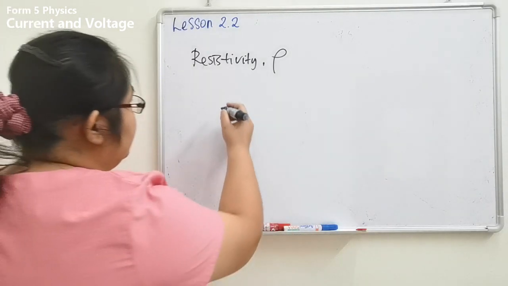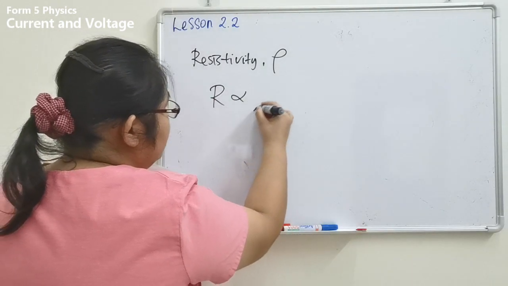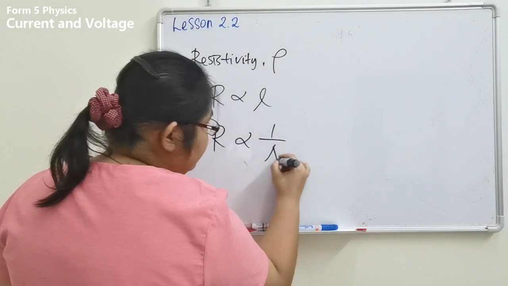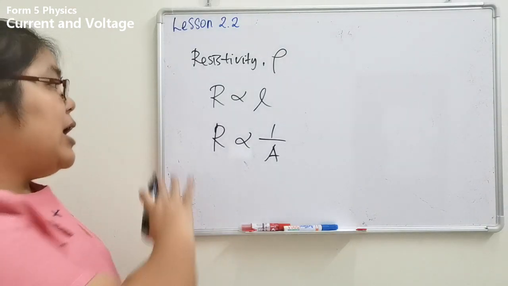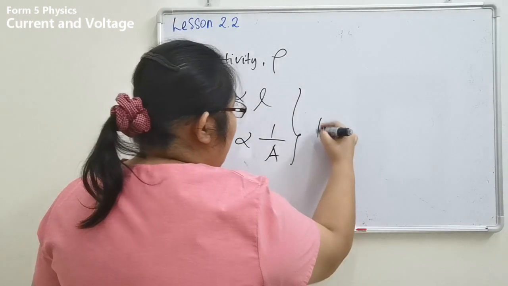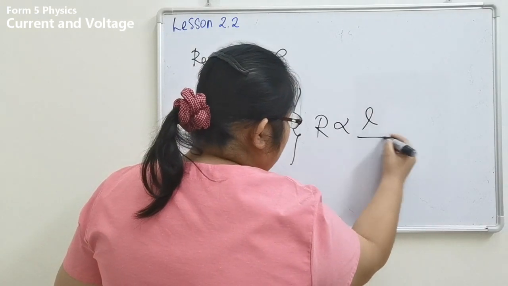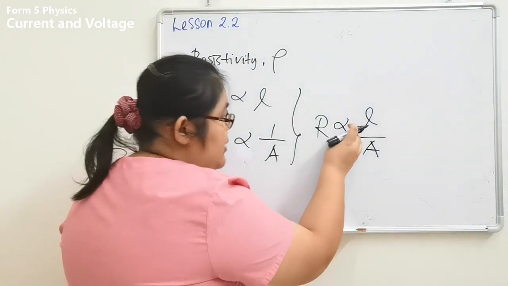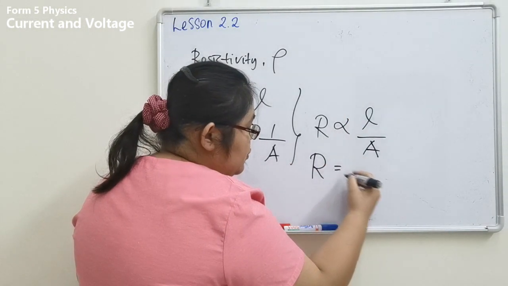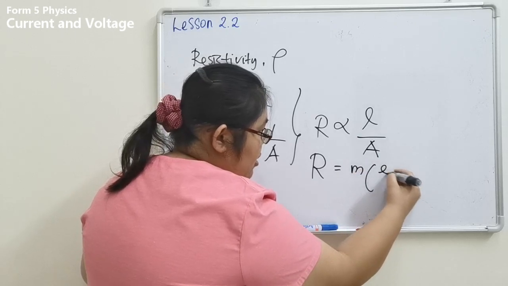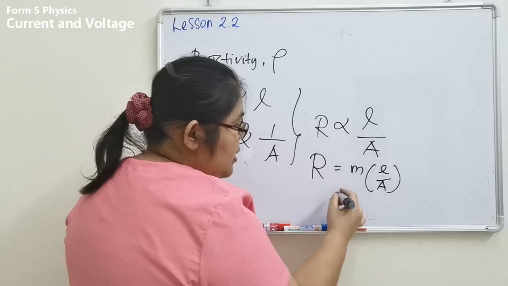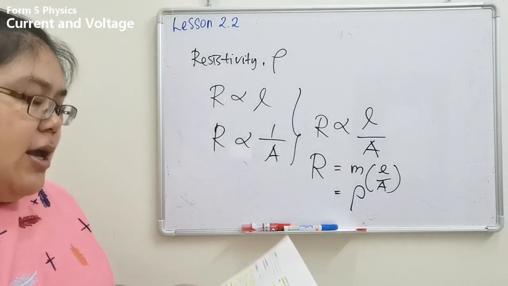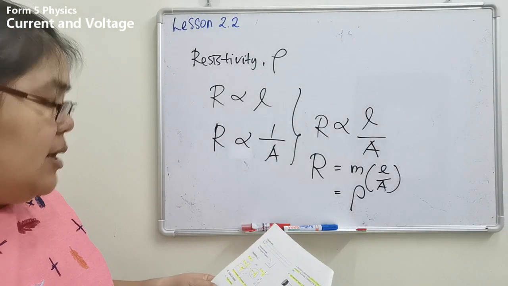So I write the equation before that: R is directly proportional to the length. Another one is R directly proportional to 1 over the cross-sectional area. Now I want to combine these two. R is directly proportional to the length over the cross-sectional area. If I want to take out the directly proportional, R should equal one gradient times L over A. This gradient is rho, not rho, resistivity.